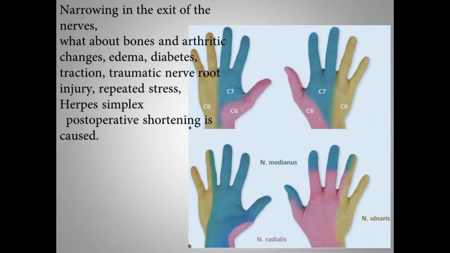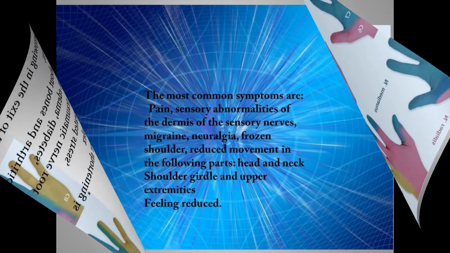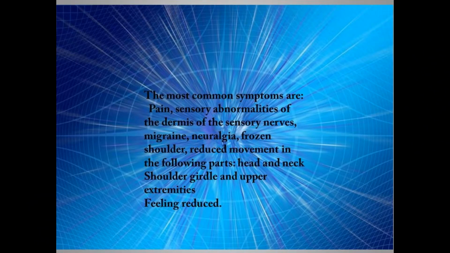Bone and arthritic changes, edema, diabetes, traction, traumatic nerve root injury, repeated stress, herpes simplex, postoperative shortening. The most common symptoms are pain, sensory abnormalities of the dermatomes of the sensory nerves, migraine, neuralgia, frozen shoulder, reduced movement in the following parts: head and neck, shoulder girdle and upper extremities. Feeling reduced.